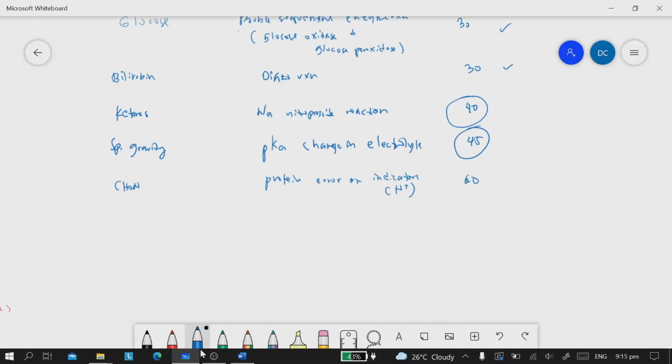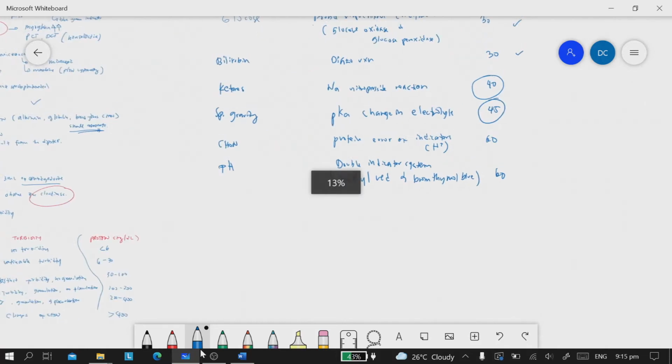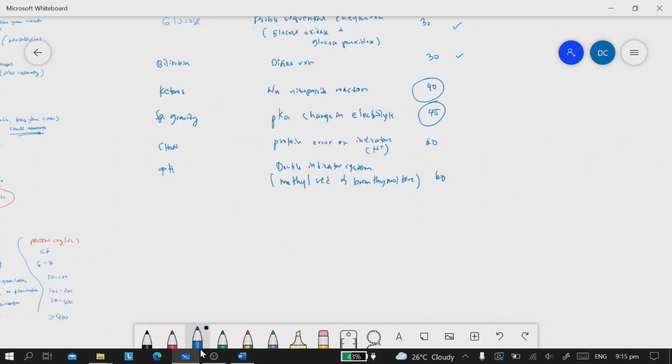Next parameter is your pH. pH, its principle is double indicator system. So, if you're asked what are these double indicator system, that will be your dyes, such as your methyl red and your bromthymol blue. And the reading time is also 60 seconds. Next parameter is your blood. We have discussed this earlier. Principle is pseudoperoxidase activity of hemoglobin, and the reading time is 60.